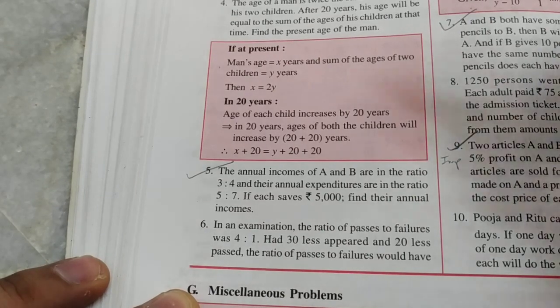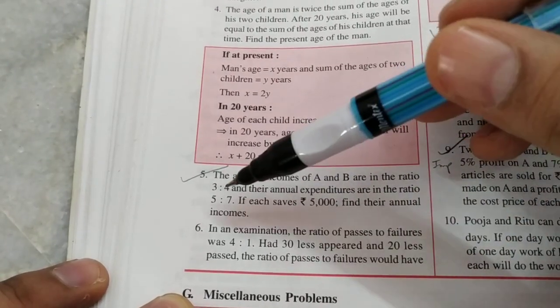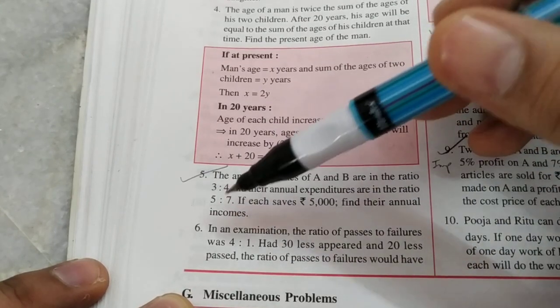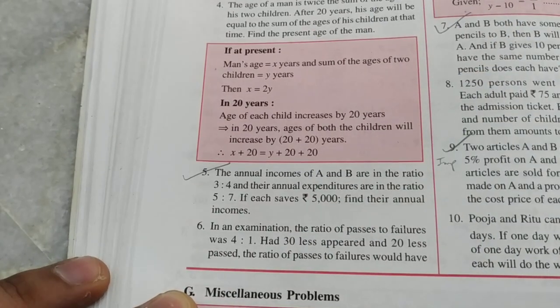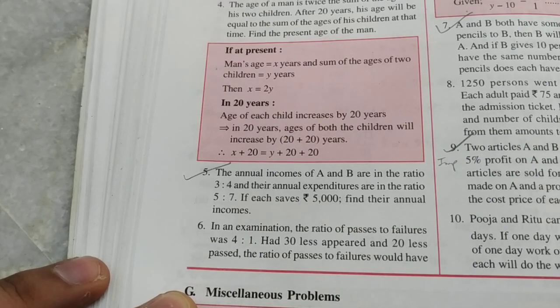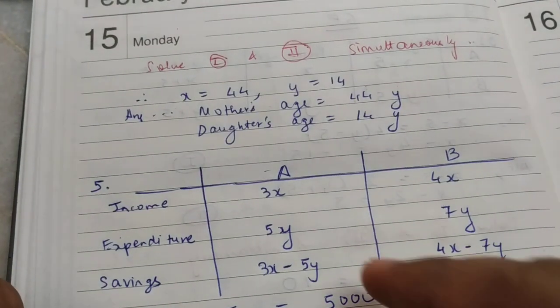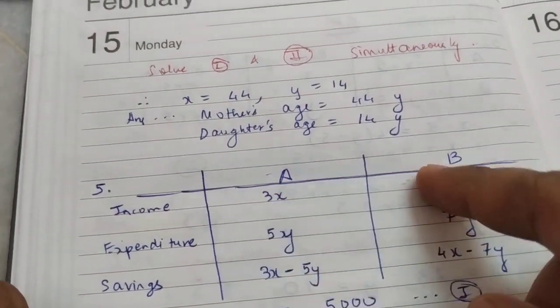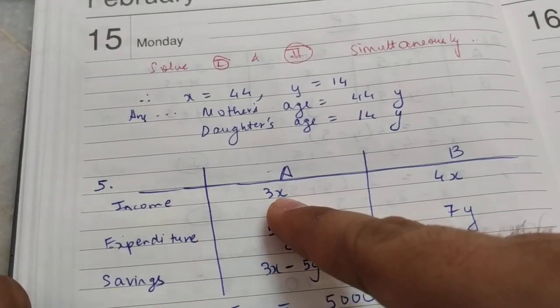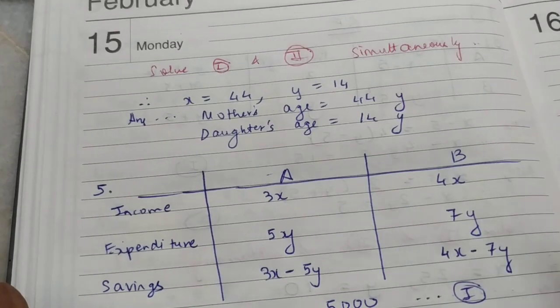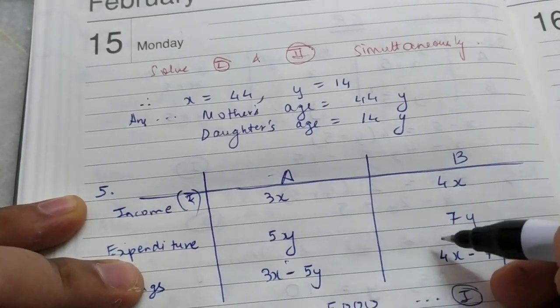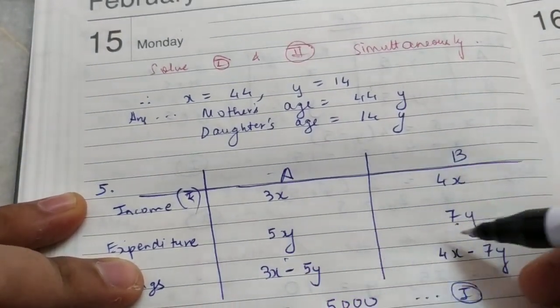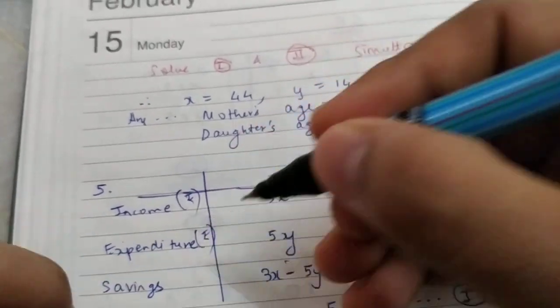Students, now the annual incomes of A and B are in the ratio 3:4 and their expenditures are in the ratio 5:7, but the savings is same, 5,000 rupees each. Then what is the annual income? Now there are two ways to solve this sum. The first method is if the incomes are in the ratio 3:4, then let the common multiple be X. So I'm assuming the incomes to be 3x and 4x respectively, rupees of course. And the expenditure is in the ratio 5:7, so their respective expenditures will be 5y and 7y respectively.